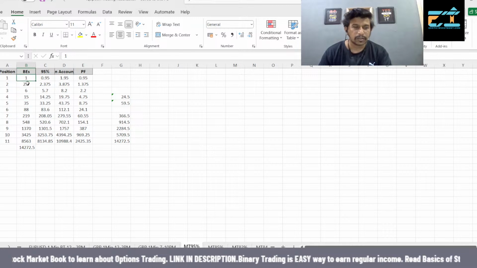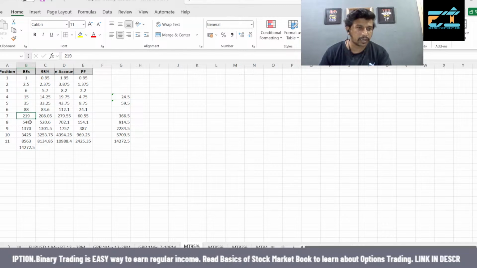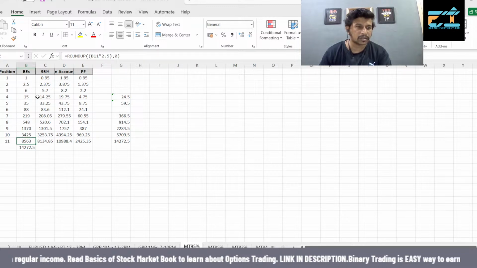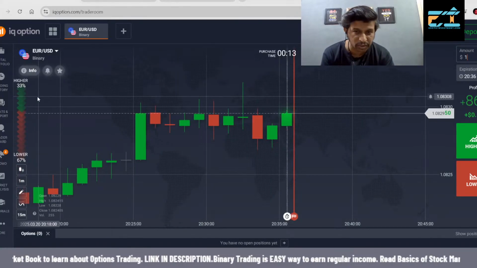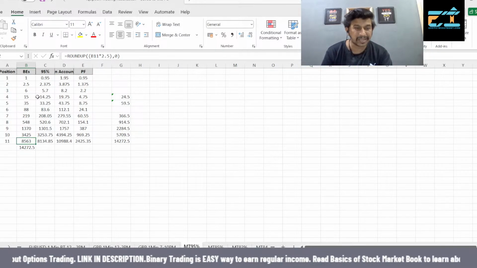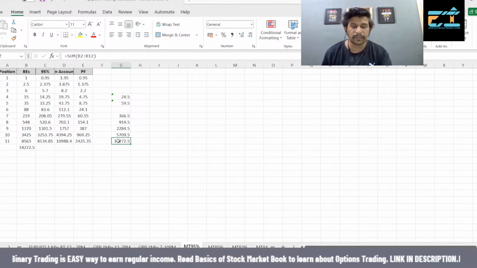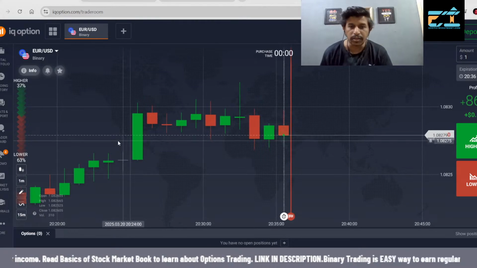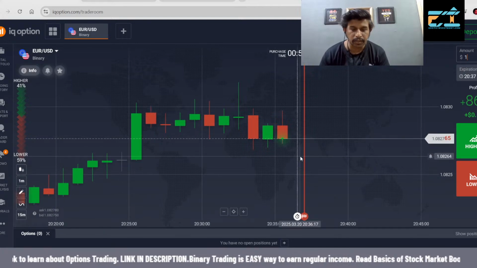So second trade is 2.5, third is $6, fourth is 15, 35, 88, 219, 548, 1370, 3425, and $8,563. So $8,563 is what we'll be trading in the 11th trade. If we lose the 11th trade, I'll be losing all of my $15,000. So $15,000 is gone. Okay, so we don't have a trade yet.